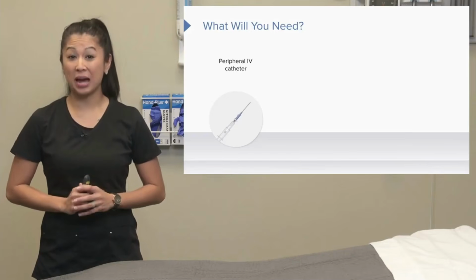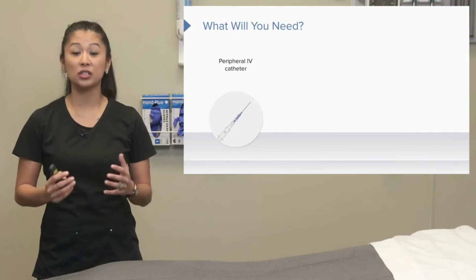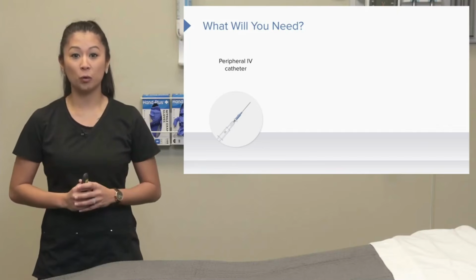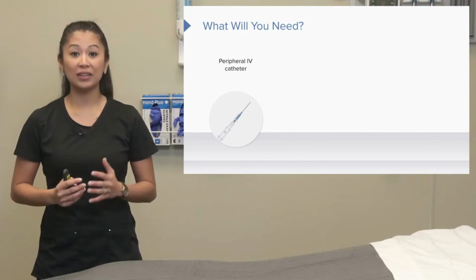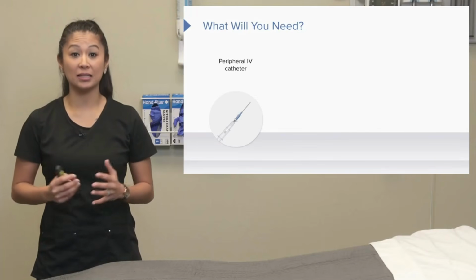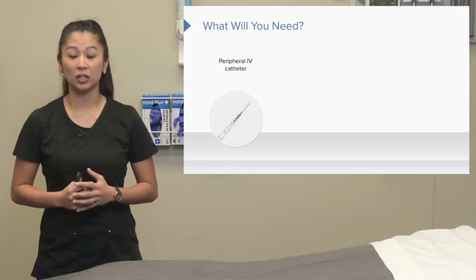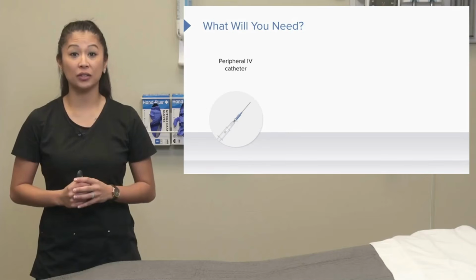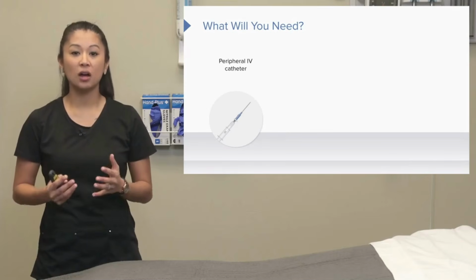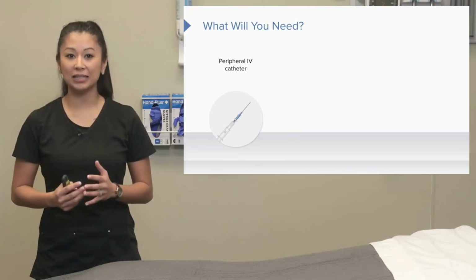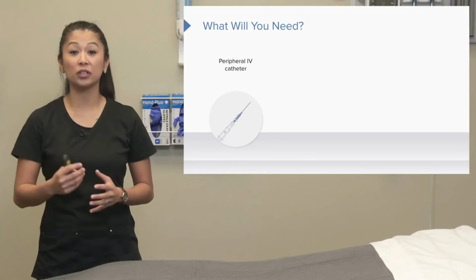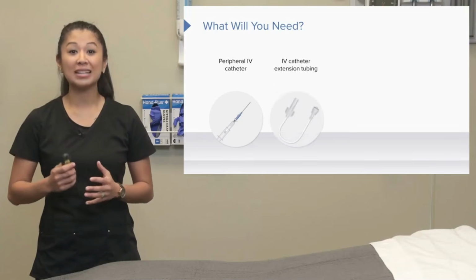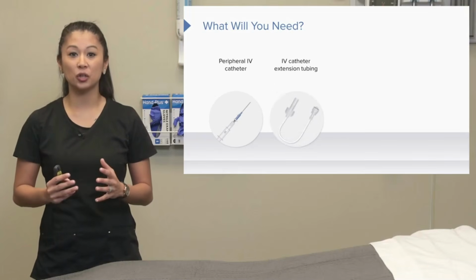There's actually a good amount of equipment that we need to consider when we start an IV. So first and foremost is the peripheral IV catheter. Now know, with IV catheters, it's going to vary in sizes, so you will have to make a decision about which one is most appropriate. Also know that each facility has slightly different equipment, so you're going to want to get familiar with what your facility has.